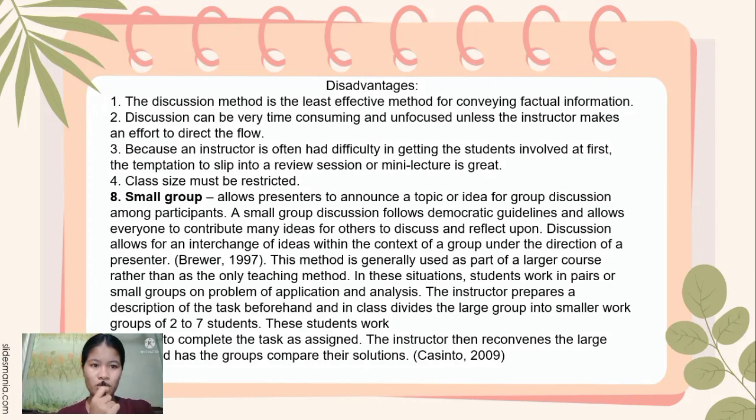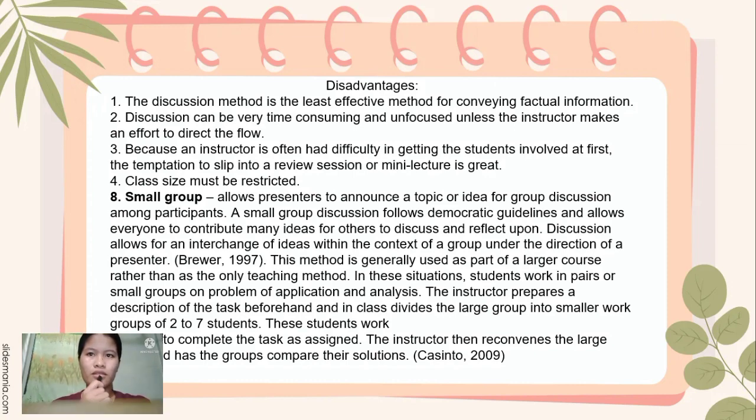This method is generally used as part of a large course rather than as the only teaching method. In these situations, students work in pairs or small groups on problems of application and analysis. The instructor prepares a description of the task beforehand and in class divides the large group into smaller work groups of 2 to 7 students. These students work together to complete the task as assigned. The instructor then reconvenes the large group and has the groups compare their solutions.